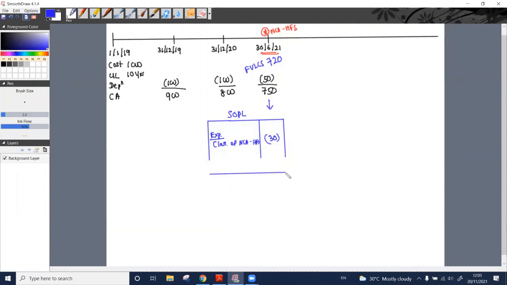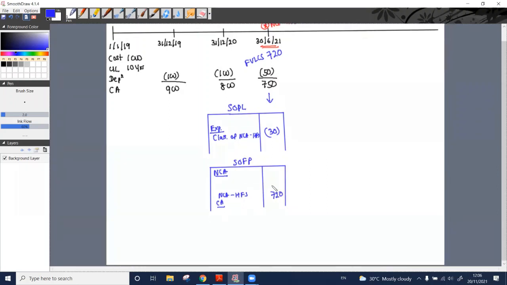What about the balance sheet, or statement of financial position? Under non-current assets, current assets, at this place we usually write non-current asset held for sale. What amount should we show? The lower of these two. What is the lower value? 720.